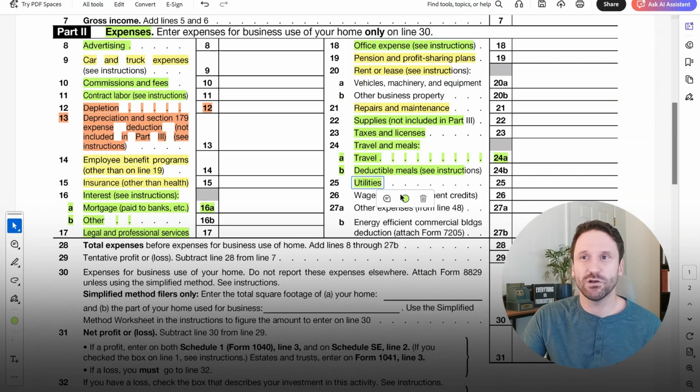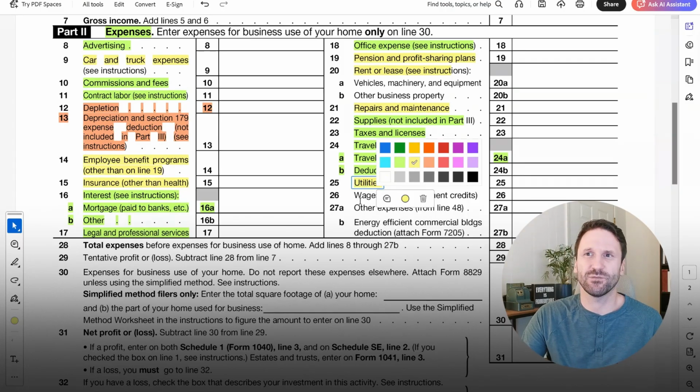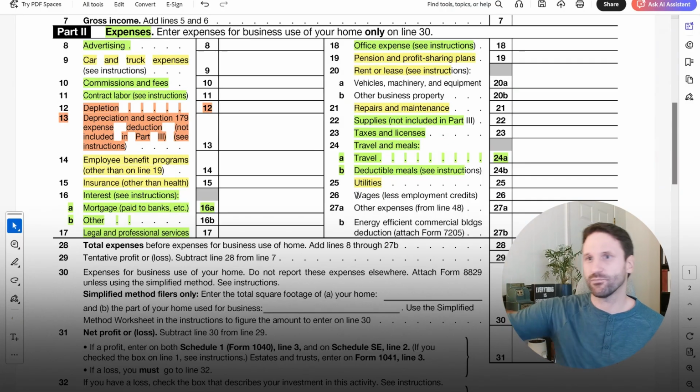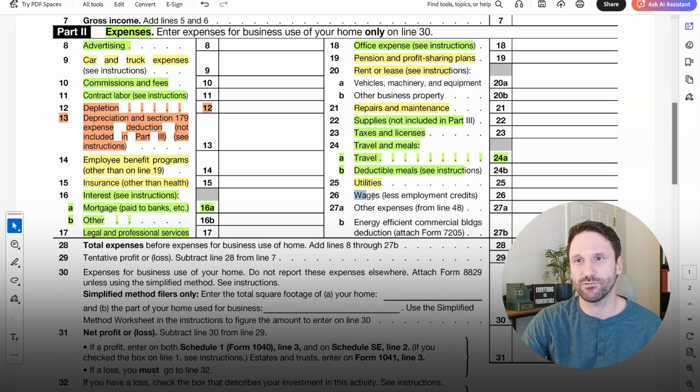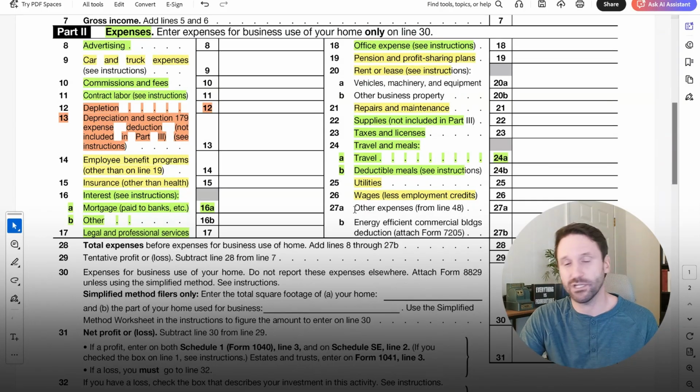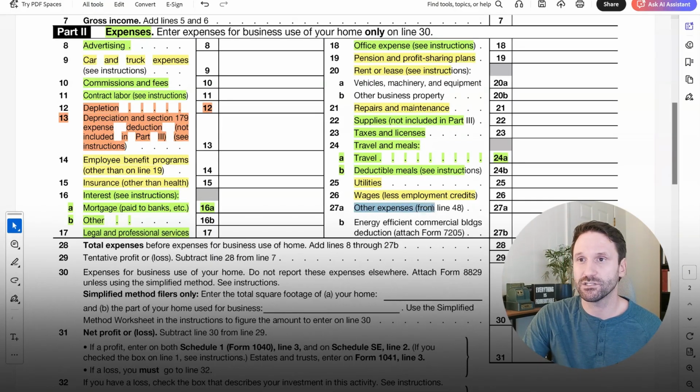Utilities, again, you most likely won't have utilities unless for some reason you have a totally separate writing office or something. So we won't have to worry about that. Wages, you may or may not have that if you have employees. I'm assuming you don't if you're doing a Schedule C, but if you have actual employees, not contractors that you give a 1099 to, but employees that you give a W-2 to, that's going to go in wages. And then other expense is everything else.